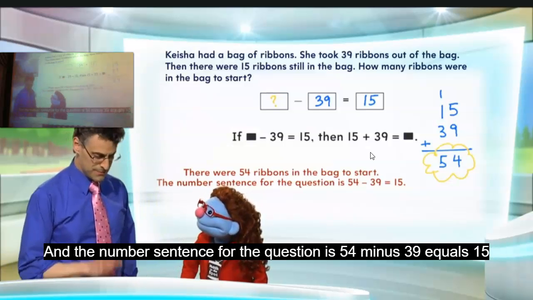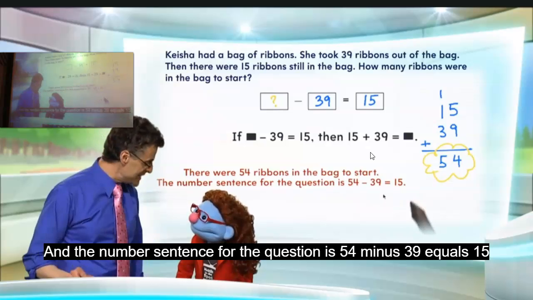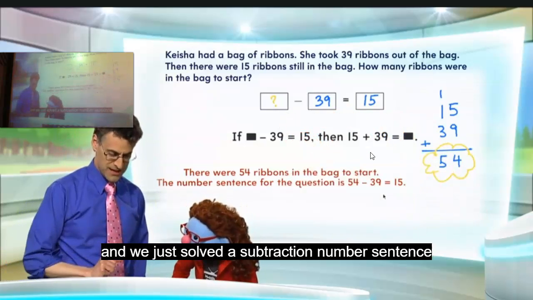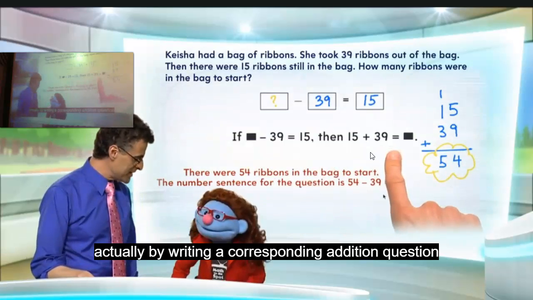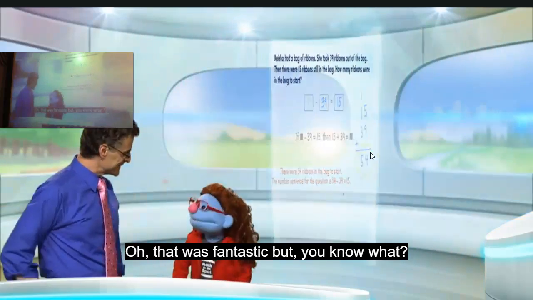And the number sentence for the question is 54 minus 39 equals 15. And we just solved a subtraction number sentence by writing a corresponding addition question and doing the addition. Isn't that great? Oh, that was fantastic.